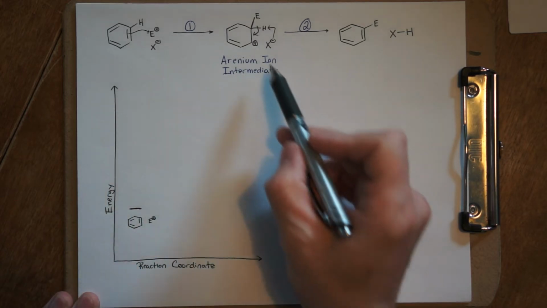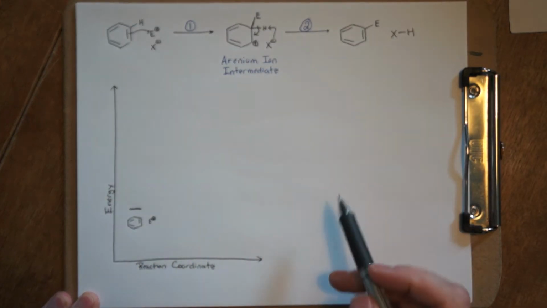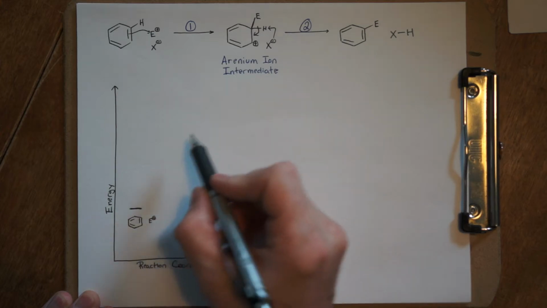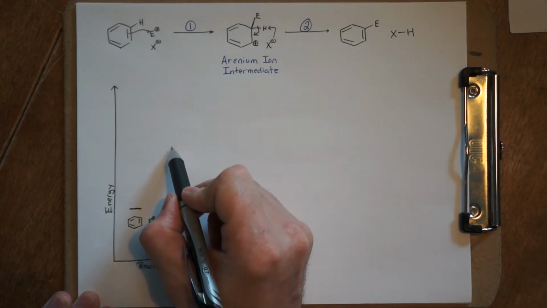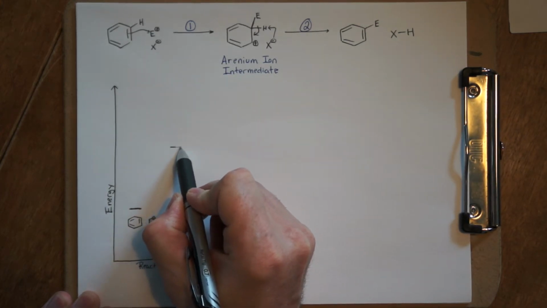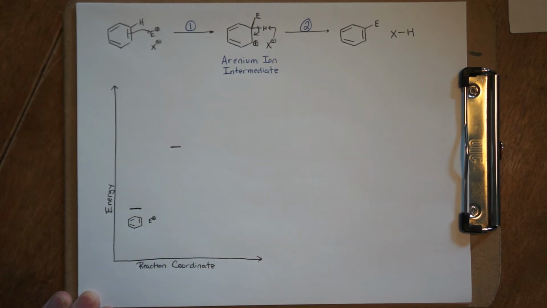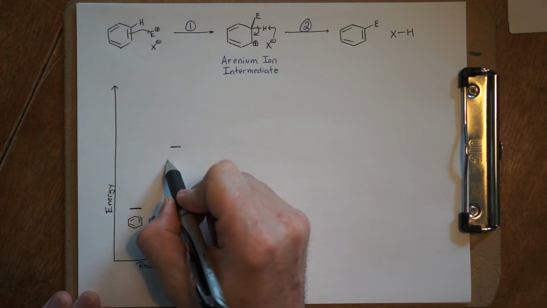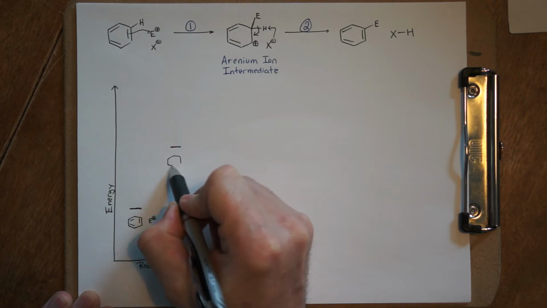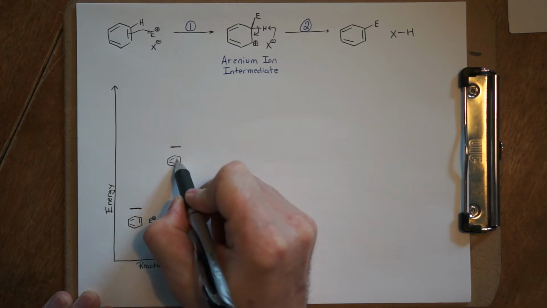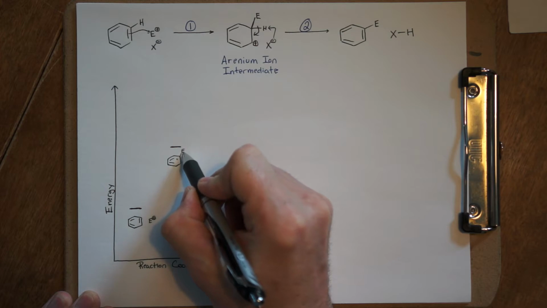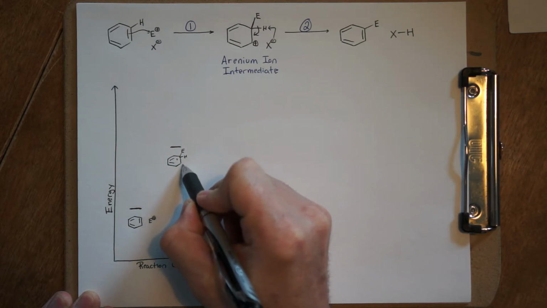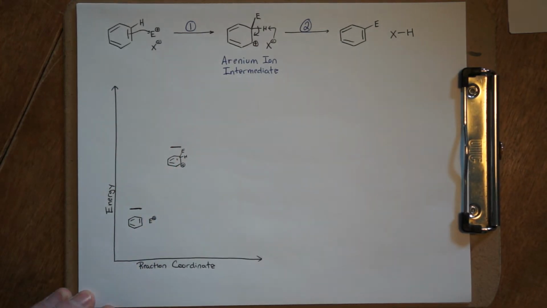And in this first step, we're making a positively charged arenium ion intermediate, which is obviously going to be higher in energy. So we'll draw our intermediate somewhere at a higher energy state, right? And then draw in the arenium ion intermediate. There we go. All right, and then overall, this is going to be an exergonic reaction.